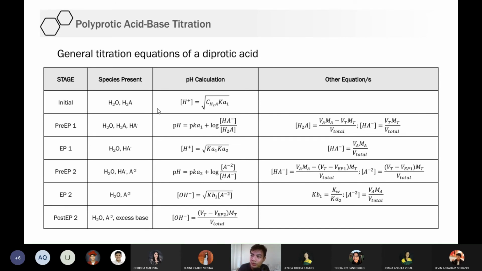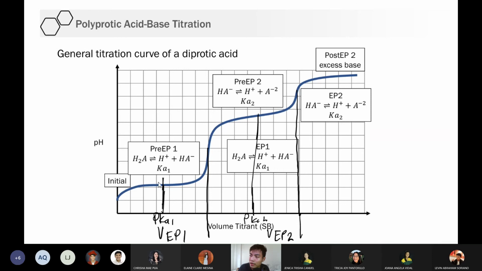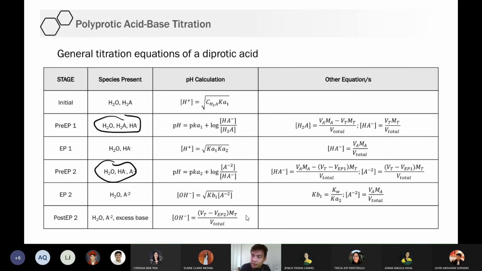Take note that at pre-equivalence points, you have the buffer. Kaya dalawa yung ating pKa na makukuha doon. And then the rest of the equation is similar with the others then. So, similar din yun sa iba.